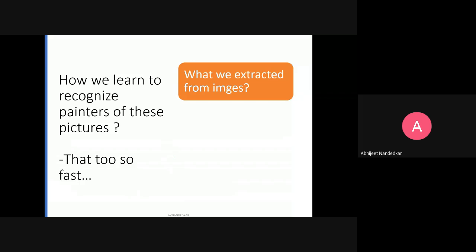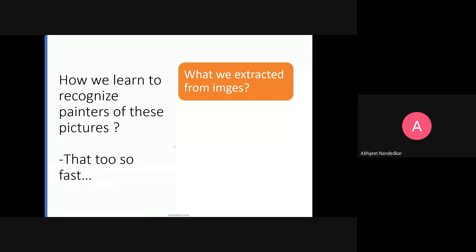Now, how do we learn to recognize painters from these images, what do we extract from them, how exactly does your brain do it, and how do we mimic this for a computer? Suppose I do this experiment with a computer. Everybody has a mobile or laptop, and I show an image to that laptop, saying this is a painting of M.F. Hussain, this is a painting of Rabindranath Tagore. How do I tell the computer this, and then show it an image and ask what it is? These are the questions I want to ask and get answers to from a computer.